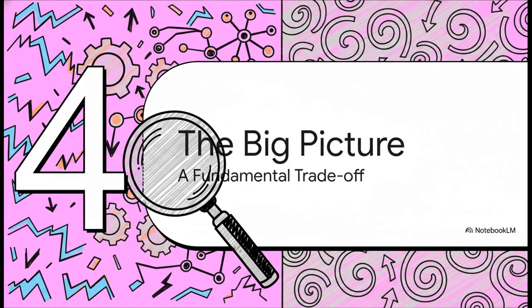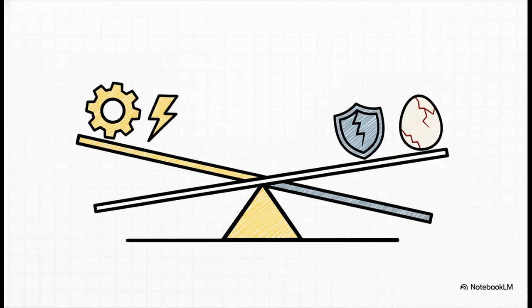Okay, so let's take a step back and look at the big picture here. What does all this mean for the future of AI? Well, it points to a really fundamental trade-off, a tension right at the heart of modern machine learning. And here it is. The very thing that makes these models so great, their linearity, which makes them easy and efficient to train, is also their greatest weakness. That computational simplicity is the exact same thing that makes them so vulnerable.